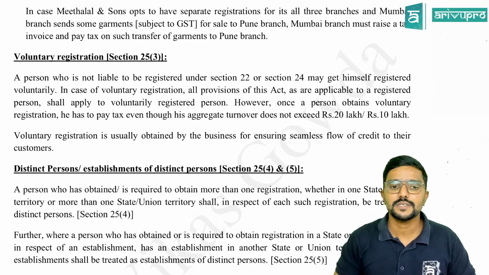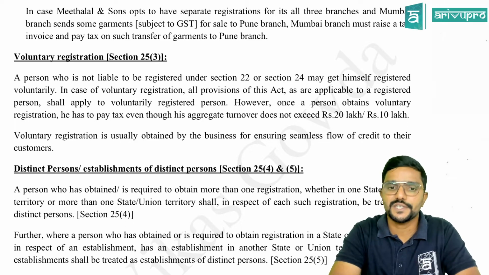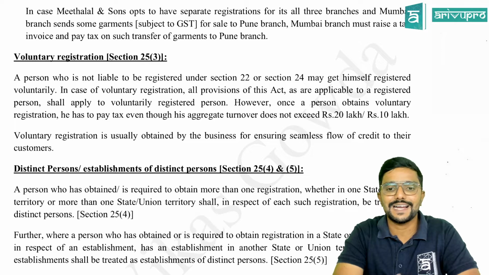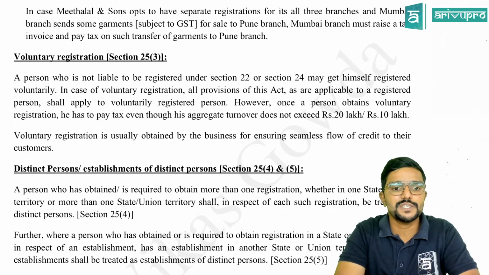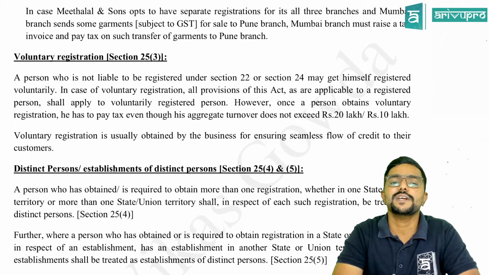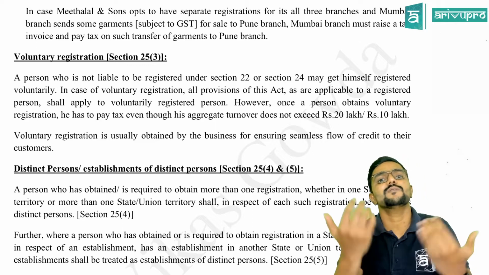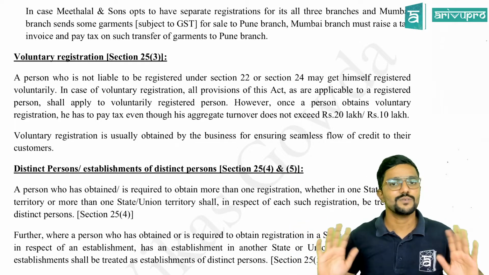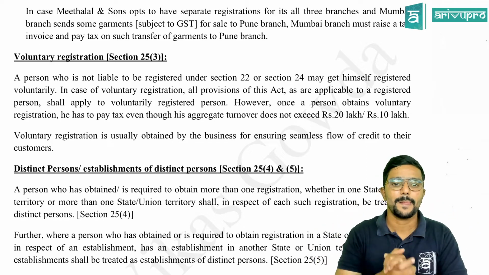So, a person who is not liable to be registered under section 22 or 24 may get himself registered voluntarily. In case of voluntary registration, all provisions of this act as are applicable to the registered person shall apply to the voluntarily registered person. You cannot tell, sir, I have taken voluntary registration, so I will not pay tax, I will not file returns. No, you have to do it.